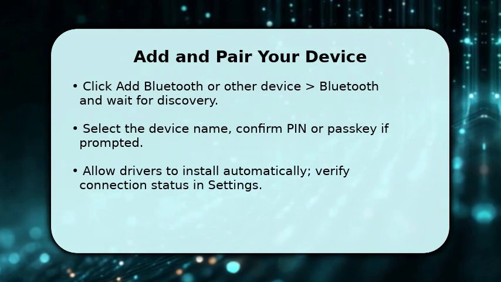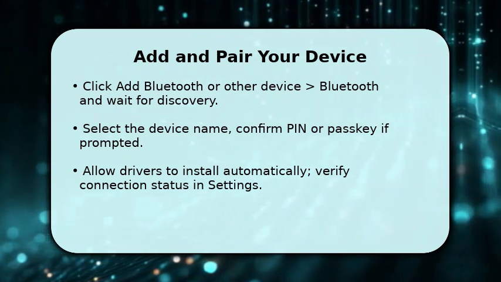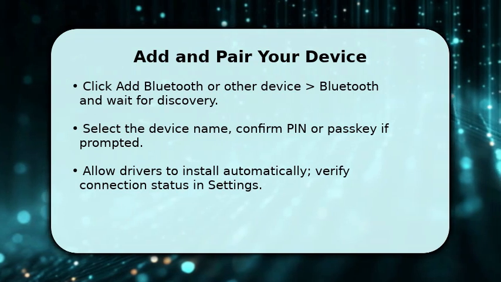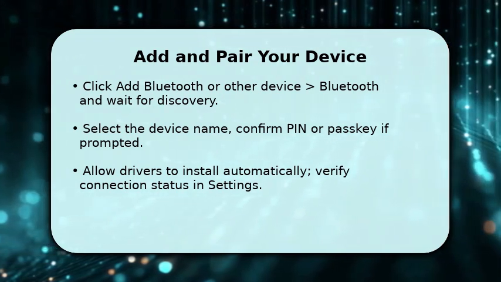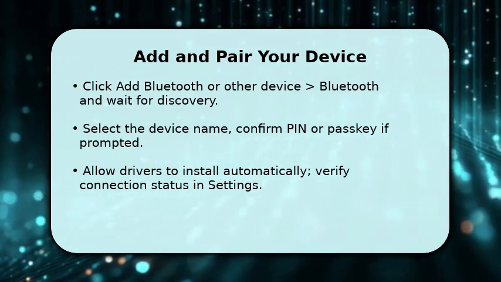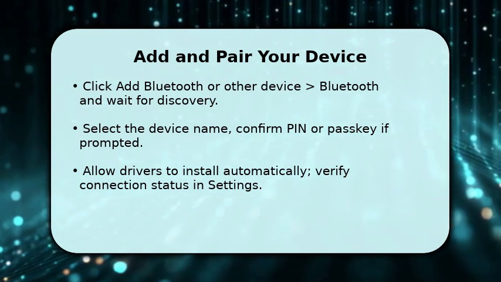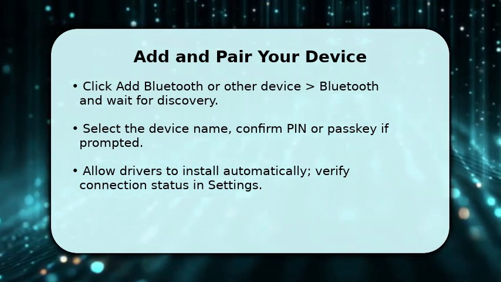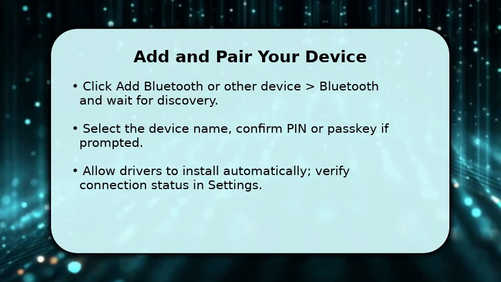Select the correct one, model names matter here, then follow any PIN or passkey prompts to authenticate. Windows often installs drivers automatically. Let that process complete. Once paired, check the device's status under Bluetooth and other devices to confirm it says connected.